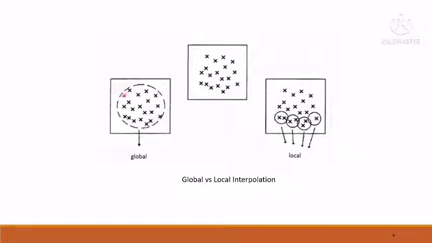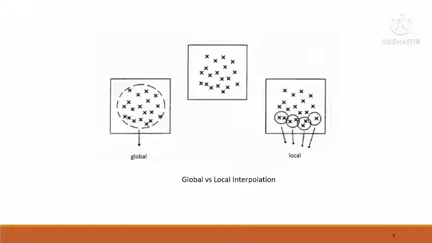So this is the example of global interpolation. This is a local interpolation. Global interpolation is applied to the whole set of data points or subsets on a surface, whereas local interpolation is applied to just a few data points on a surface. So this is the surface and these are the subsets of the surface, or data points.